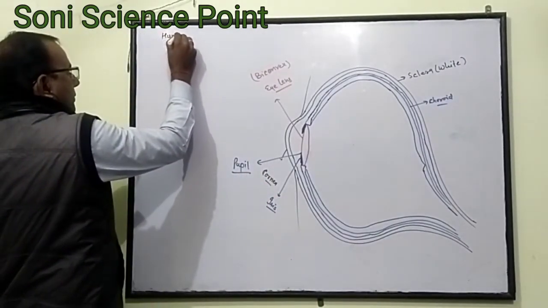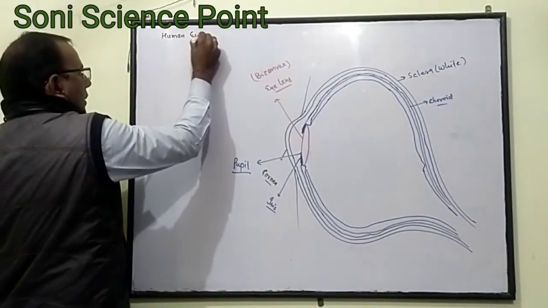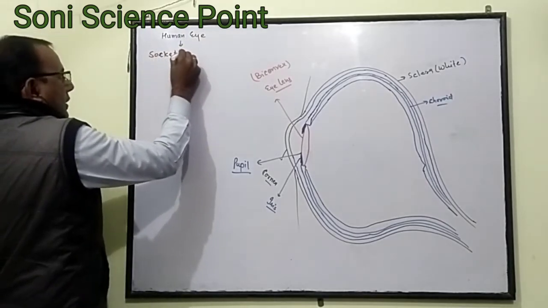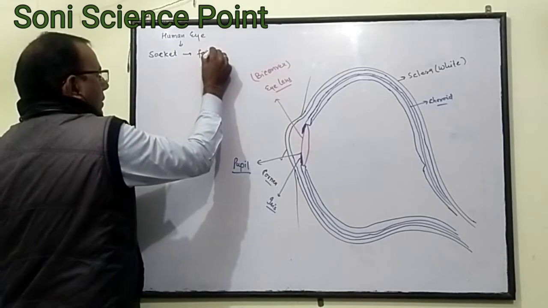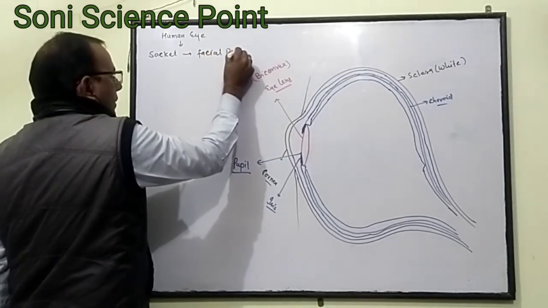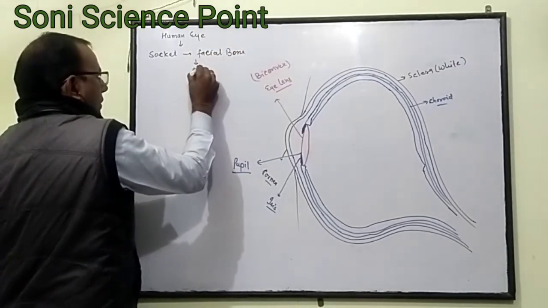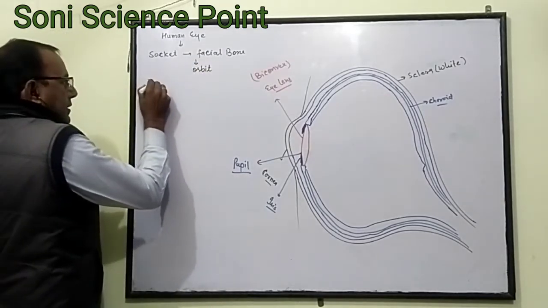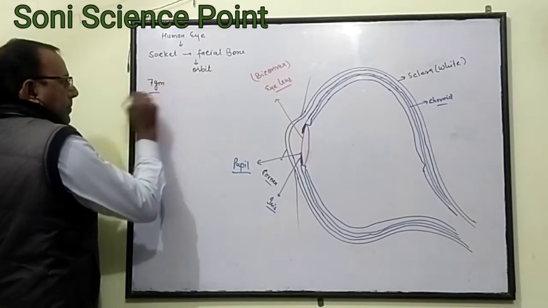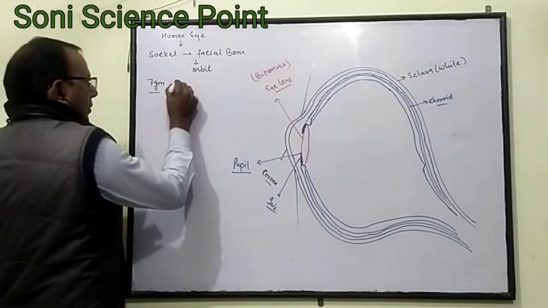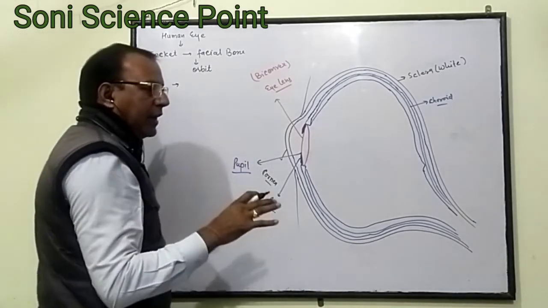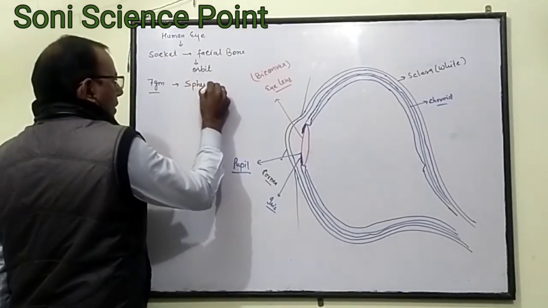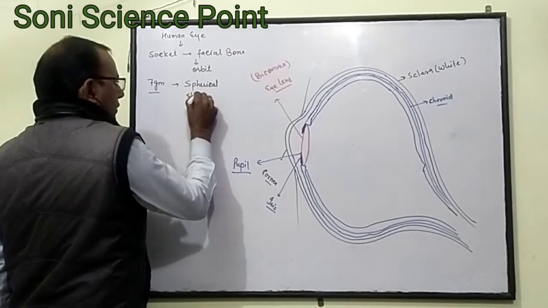Human eyes are present in sockets in the facial bone, which are called orbits. Each human eye weighs nearly 7 grams, and the human eye is mostly spherical in shape.